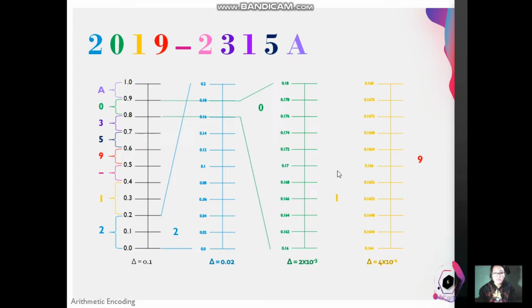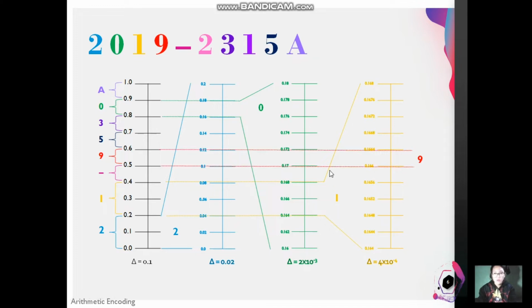Next we'll have 1. Rescaling 1 will give us 0.168 as our upper boundary value and 0.164 as our lower boundary value. Taking the difference of the two and dividing by 10, we'll have 4 times 10 raised to negative 4 as our delta step every level. Expanding this range with correct calculations will give us these values every level.